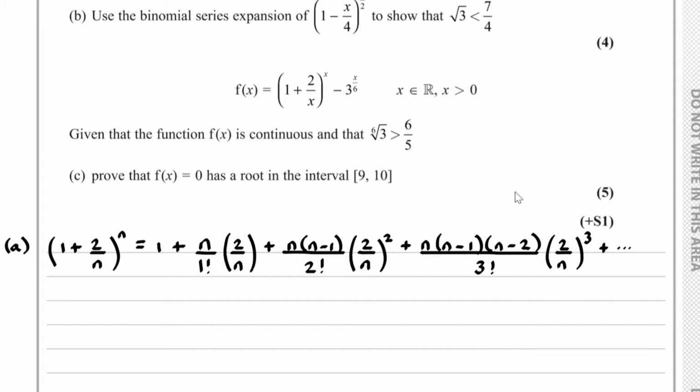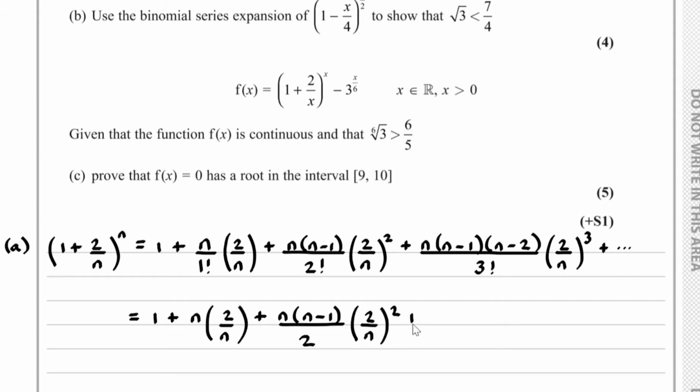So now let's attempt to simplify this. We have 1 plus n multiplied by 2 over n, plus n multiplied by n minus 1 divided by 2, multiplied by 2 over n squared, and then we have n multiplied by n minus 1 multiplied by n minus 2 divided by 6, multiplied by 2 over n cubed, plus higher order terms.